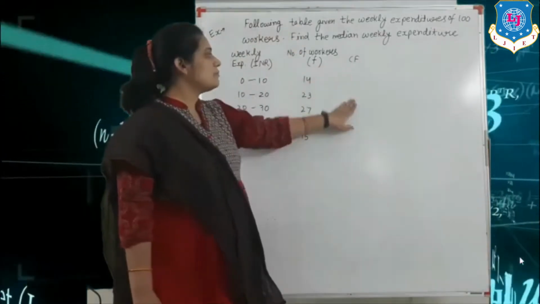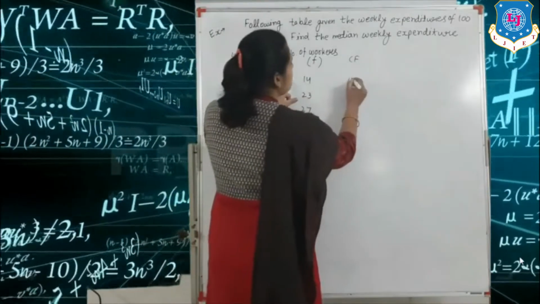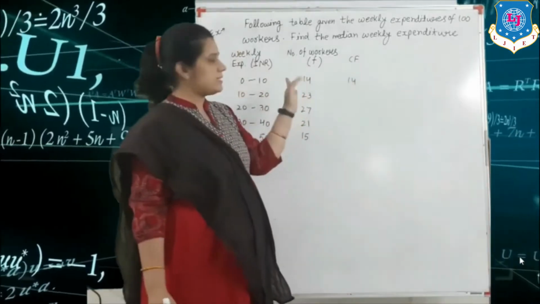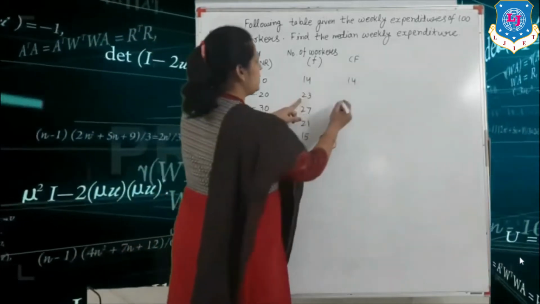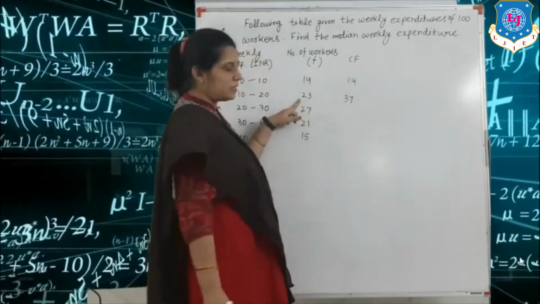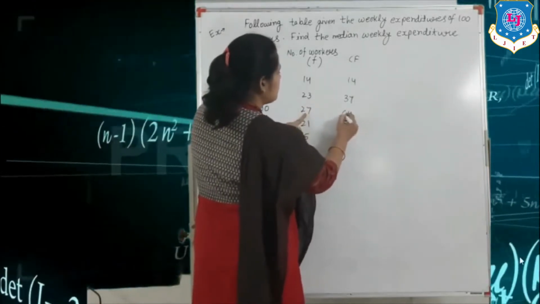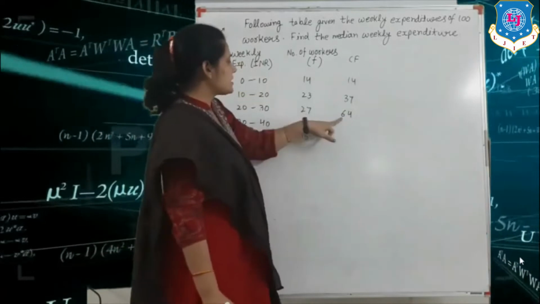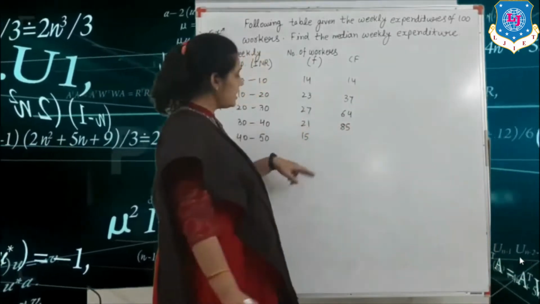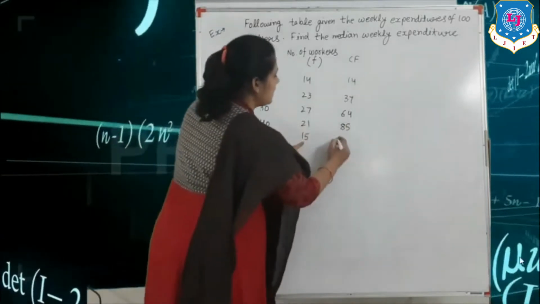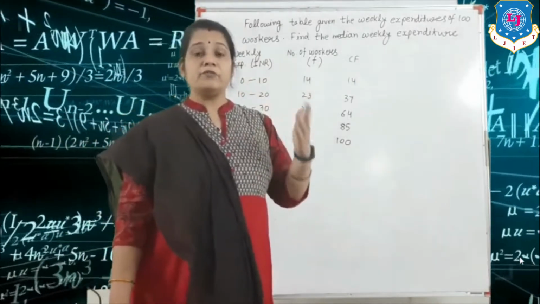First we make the column of the cumulative frequency. We write the first value as it is, that means 14. After that 14 plus 23, that means 37. 37 plus 27, that means 64. 64 plus 21, that means 85. And 85 plus 15, that means 100. So first we make the column of the cumulative frequency.